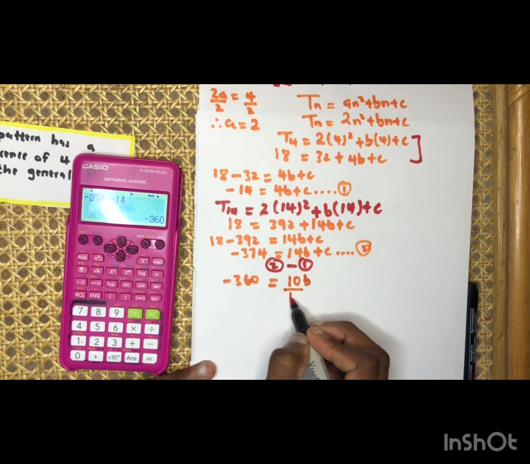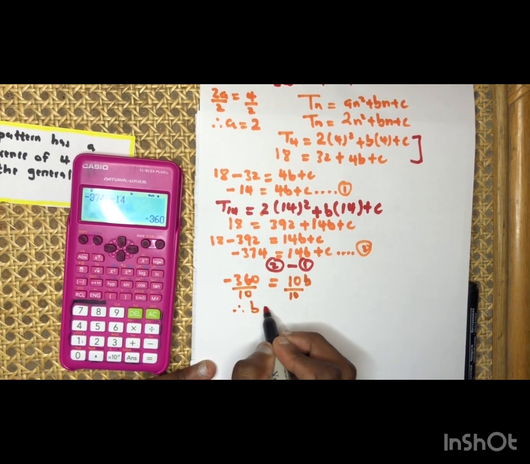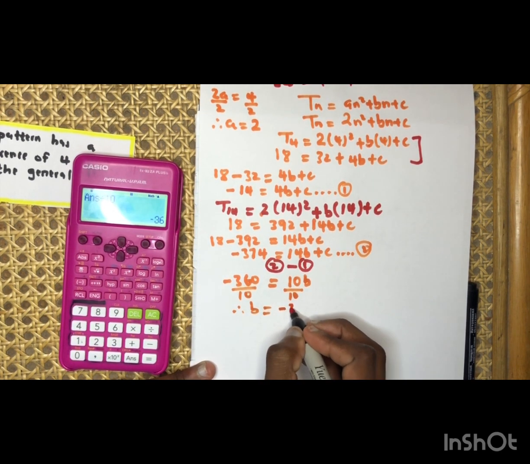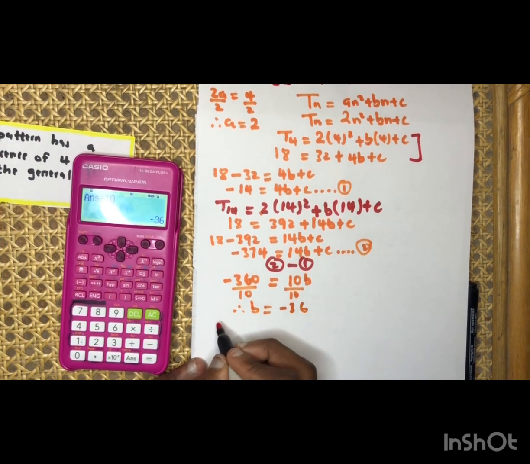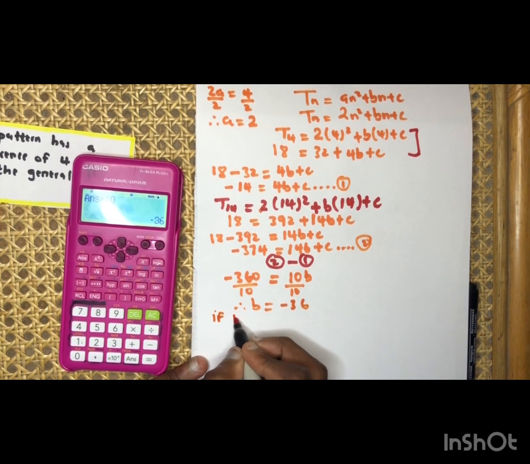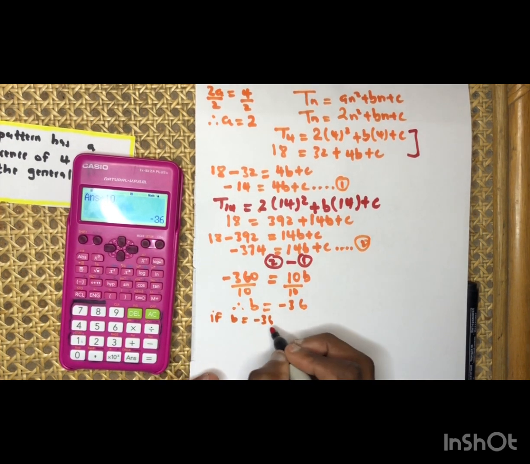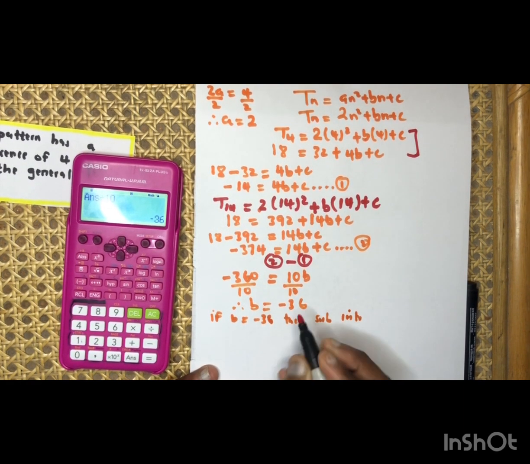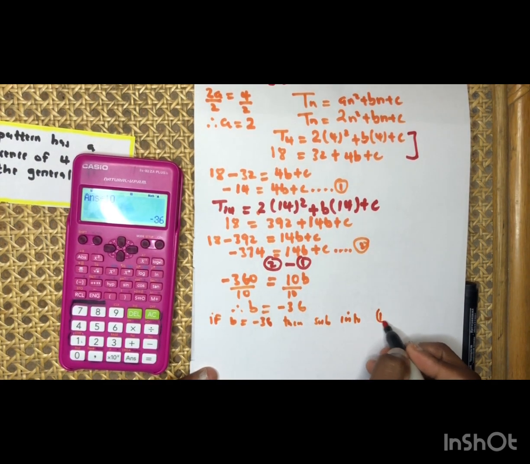Then we divide both sides by what? By 10. So therefore, my b will be equal to minus 36. Understand? Then I tell the marker that I'm not done yet. If b is equal to negative 36, then we substitute, and I'm going to choose the equation that is simple for me. So I'm going to choose equation 1.